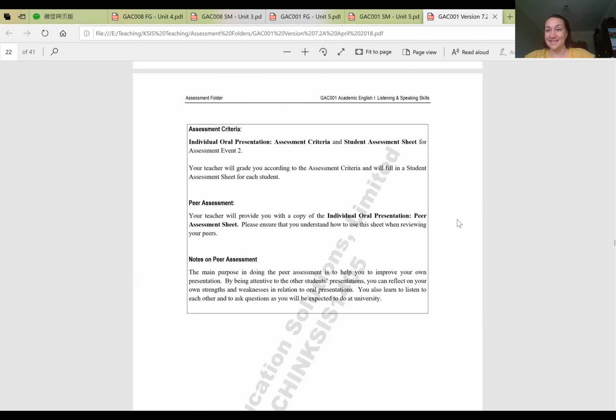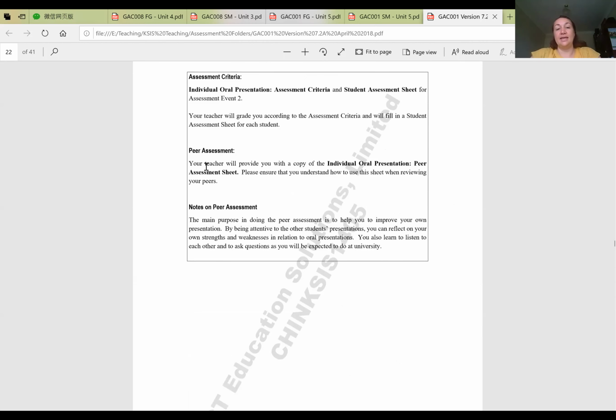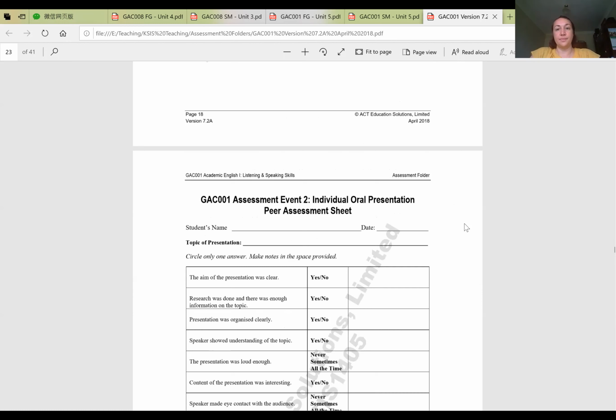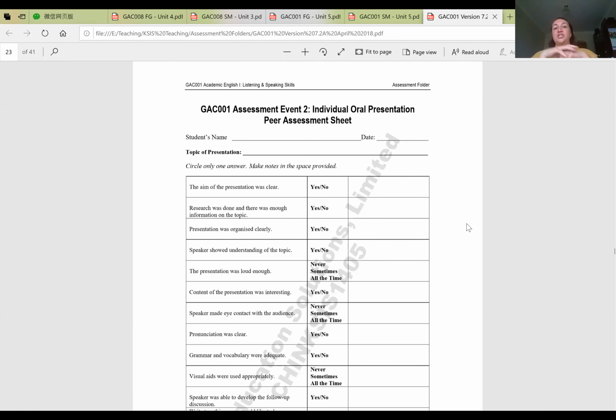So let's have a look at the assessment criteria. For the individual oral presentation for Assessment 2, I'll grade you according to the assessment criteria. The peer assessment will actually be part of your overall assessment, and the notes on the assessment, okay? So this is the actual assessment sheet that you're going to be using. And when you're making your own presentation, you can have a look at this as a bit of a tick sheet to see how well you're actually going to go in your assessment.